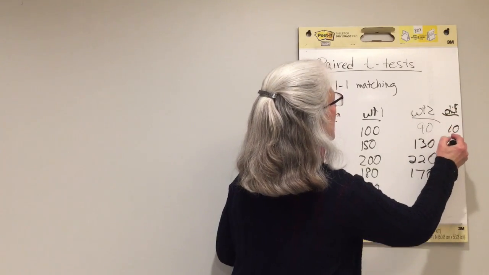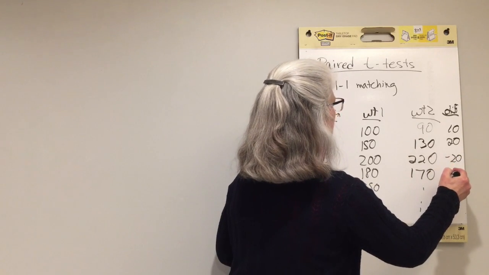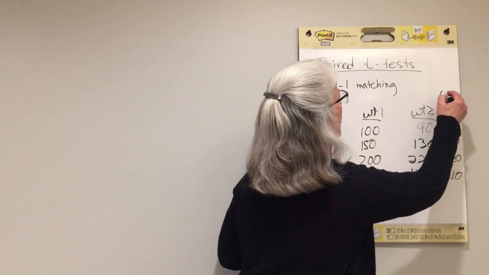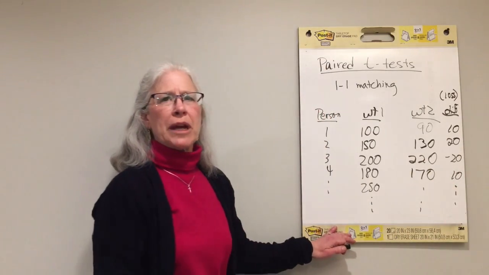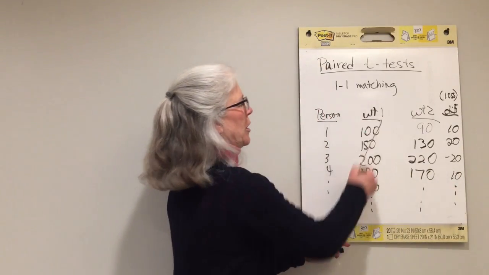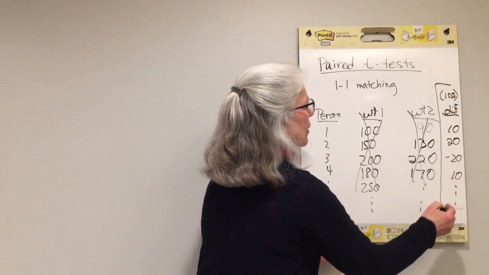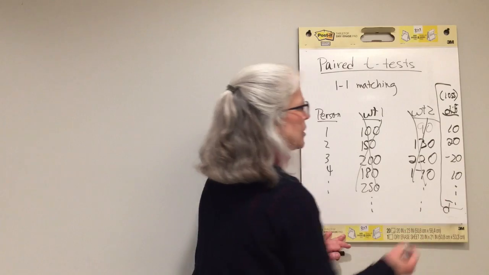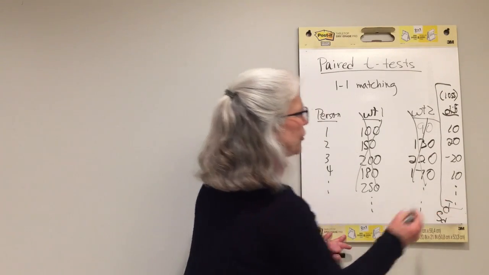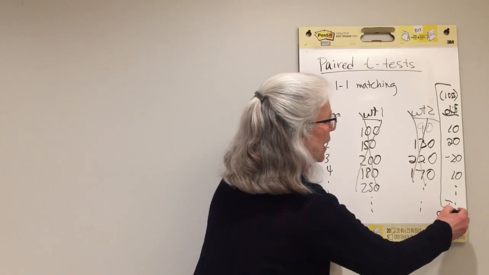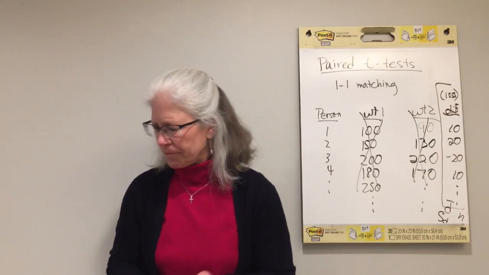So 10 pounds, 20 pounds, they gained 20, lost 10. So this is how much did they lose? Okay, and so on. So with a paired t-test, we don't worry about this, we don't worry about this, we're just looking at this. So we compute the average of all those differences, and we compute the standard deviation of all those differences, and we compute n as the number of pairs, and then we have everything we need for our formulas.